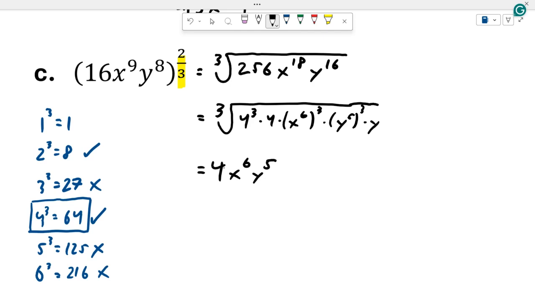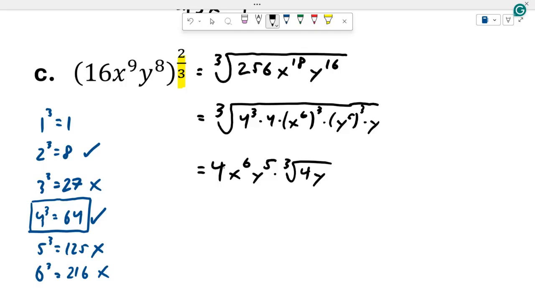Now I wasn't able to pull out everything, so I've still got a cube root term. I've got the single 4 that we weren't able to get rid of. I was able to pull out all of the x's, so there's no x underneath the cube root. But then there's this lonely y. It's going to hang out with the 4. So the 4y is still trapped underneath the cube root.